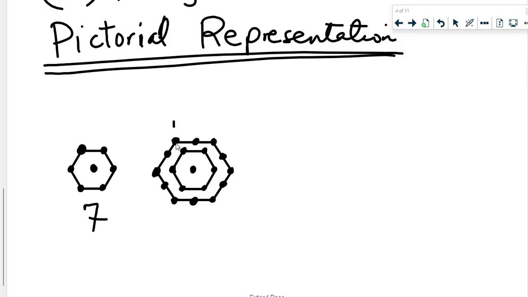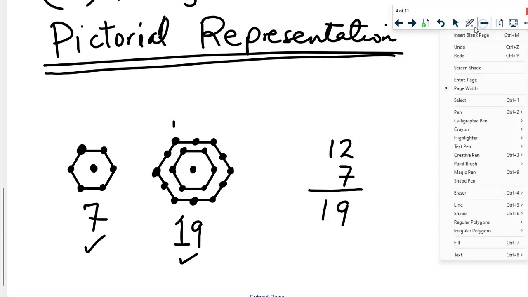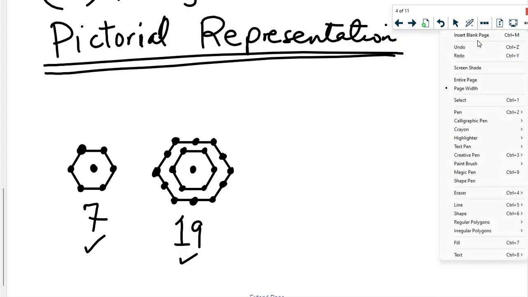Then we have made more dots. Let us count from here. 1, 2, 3, 4, 5, 6, 7, 8, 9, 10, 11, 12. What is 12 plus 7? You have 19 dots. So 7, hexagonal number. 19, hexagonal number. Let me draw another one. Then you will help me draw the next. Now, to draw the next one, we do the same thing.